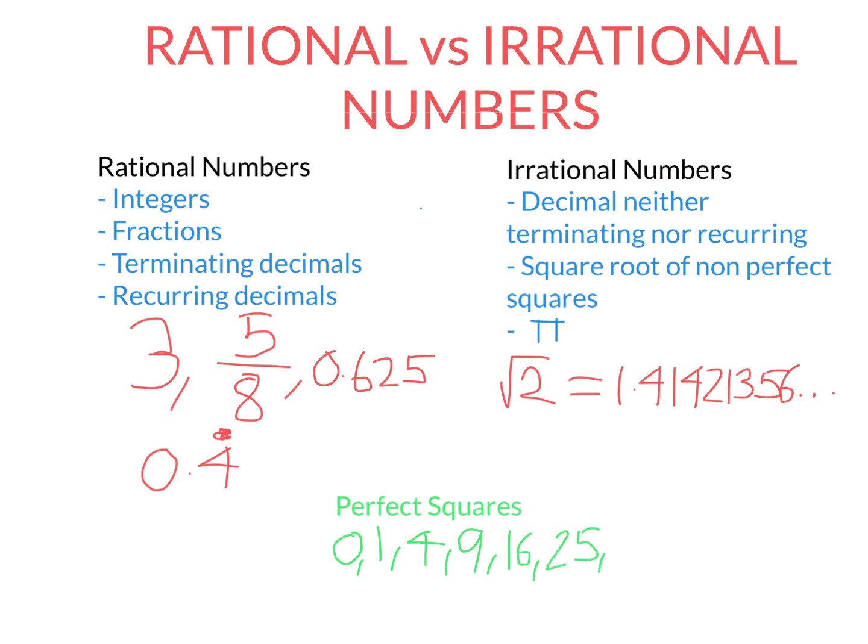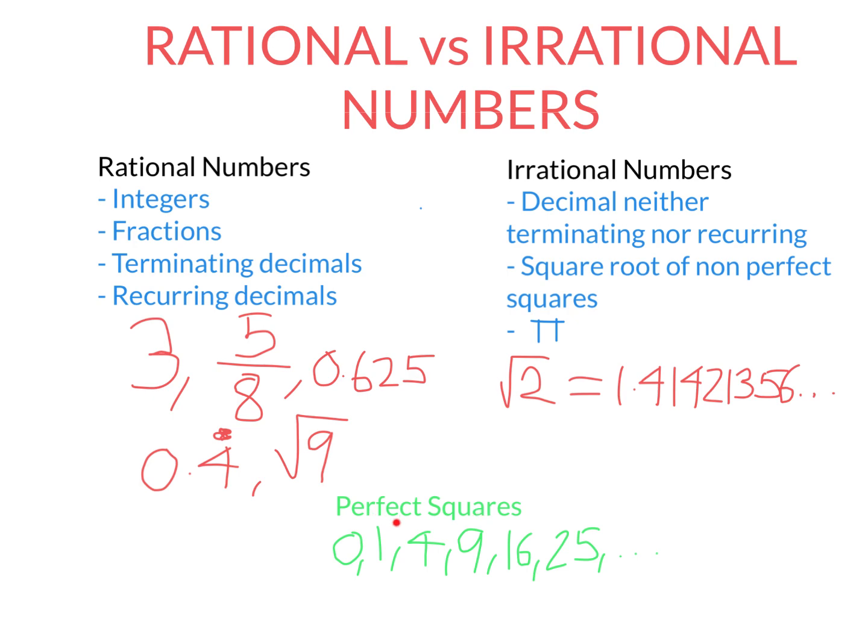So what do perfect squares have to do with rational and irrational numbers? Well, if you square root a perfect square, any of these numbers, you get an integer. So they're rational. So 9, for example, is a perfect square. So the square root of 9 is rational. In fact, the square root of 9 is just 3. And 3 is rational because it's an integer. So when you square root a perfect square, you get an integer and therefore a rational number.